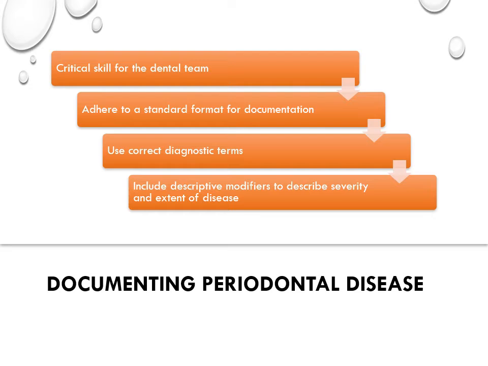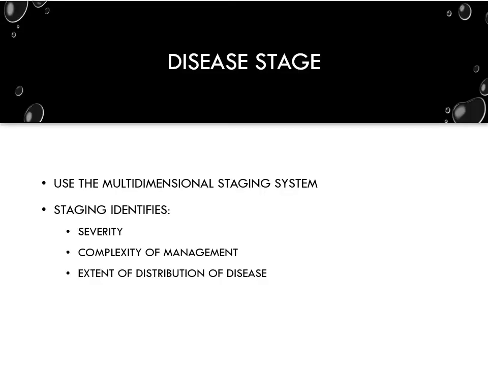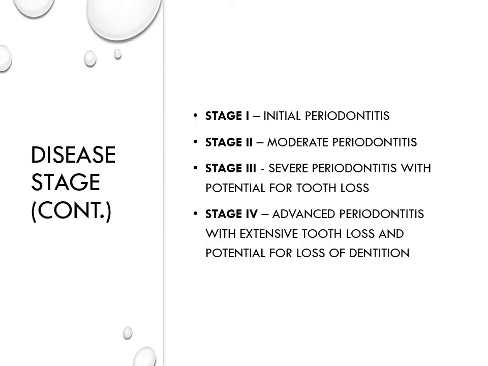So we're going to include those descriptive modifiers that describe the severity and the extent of the disease. This is a multidimensional staging system, which we talked about in chapter 4. Staging identifies the severity, the complexity of the management, and the extent or distribution of the disease. When it comes to the disease stage, stage 1 is going to be initial periodontitis. And remember, we don't stage patients who are not in periodontitis, right? So healthy and gingivitis, when they don't have attachment loss, they don't get staged.